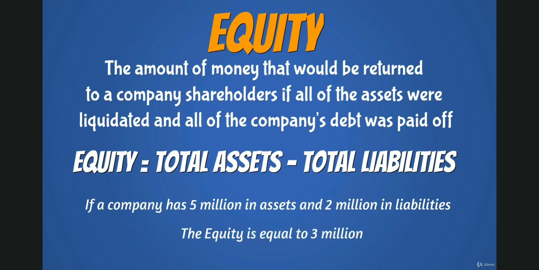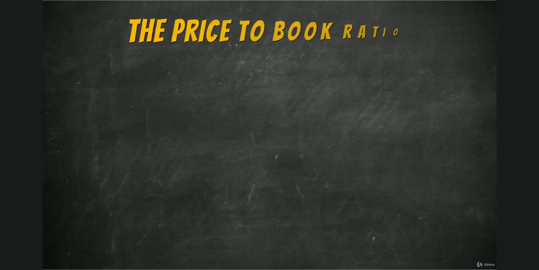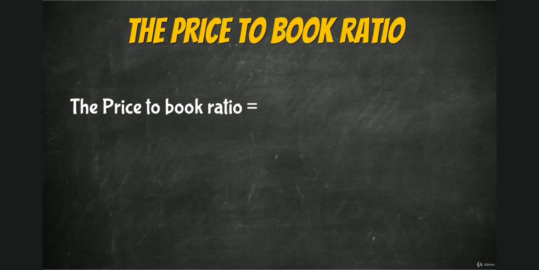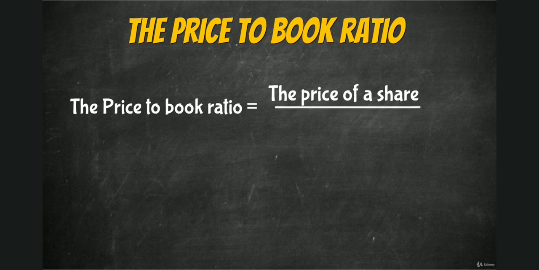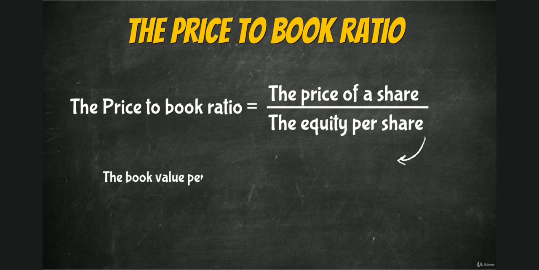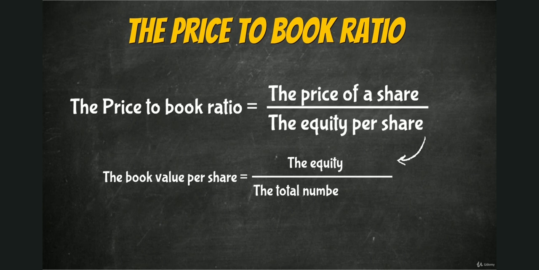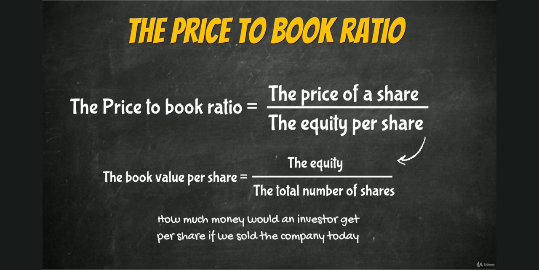Now let's begin with our indicator, the price to book ratio. This is equal to the price of a share divided by the equity per share. Equity per share is also called the book value per share, and it is equal to the equity divided by the total number of shares. Now, what this means in reality is basically how much money would an investor get per share if we sold the company today.